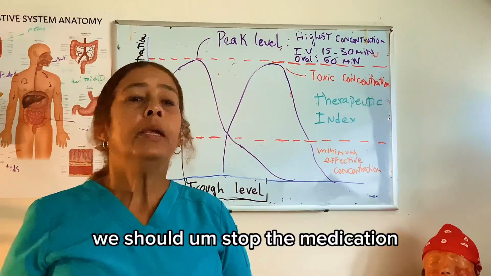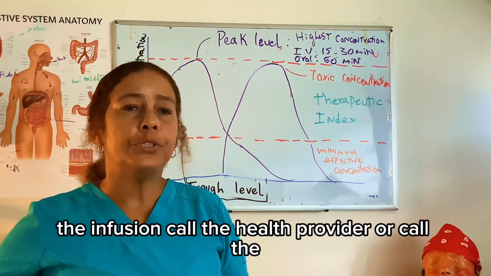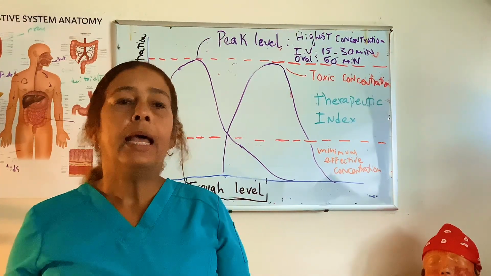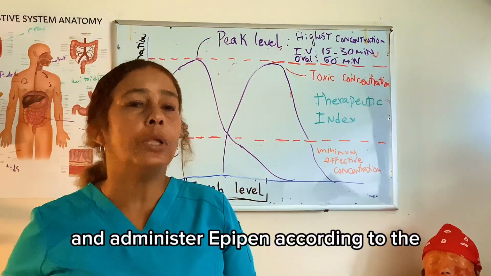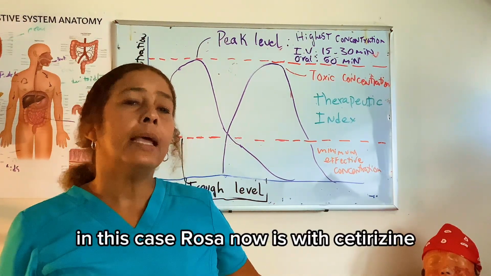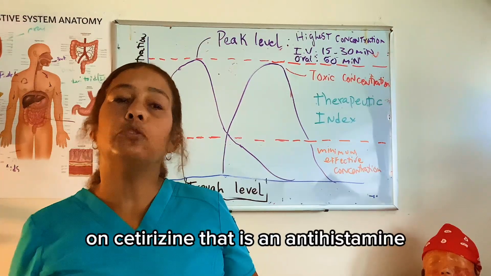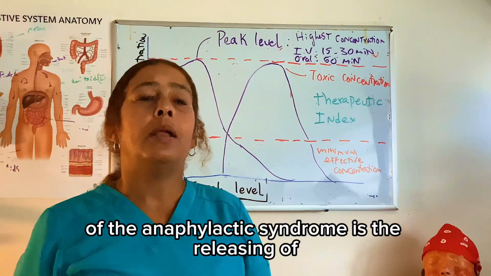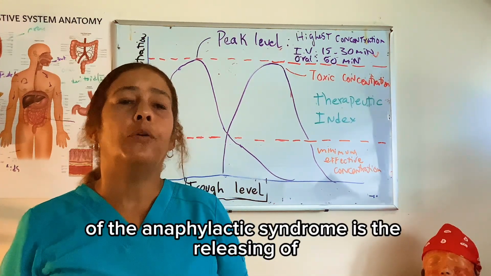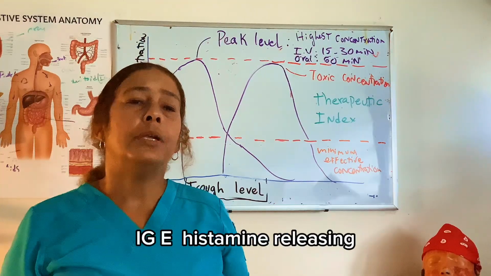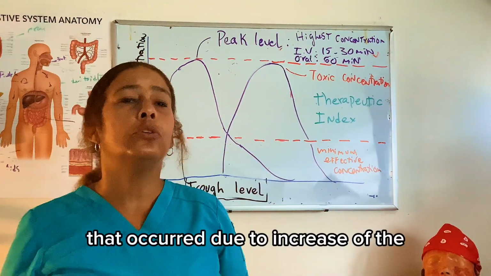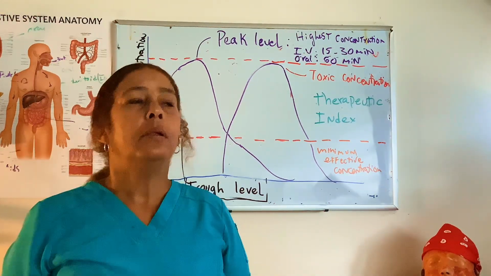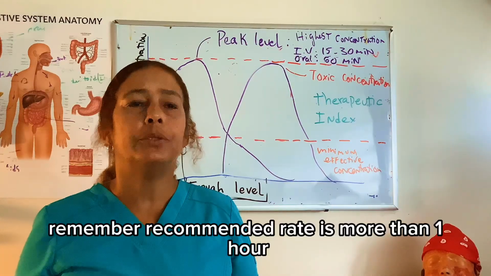we should stop the medication, the infusion, call the health provider or the first response team, and administer the EpiPen according to the doctor's prescription. In this case, Rosa is now on cetirizine, an antihistamine, because remember the physiopathology of Redman syndrome is histamine release, non-IgE histamine release, that occurs due to a rapid infusion rate of less than 1 hour. Remember, the recommended rate is more than 1 hour or 2 hours.